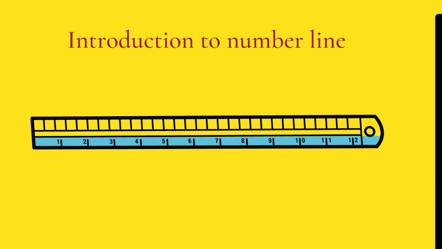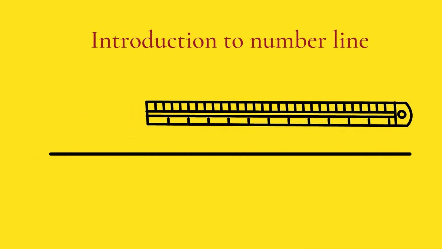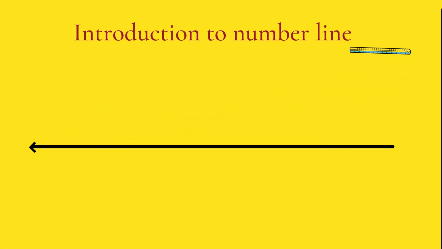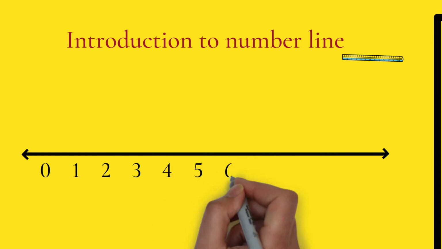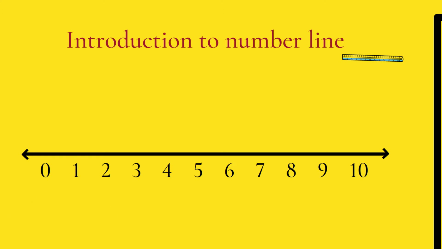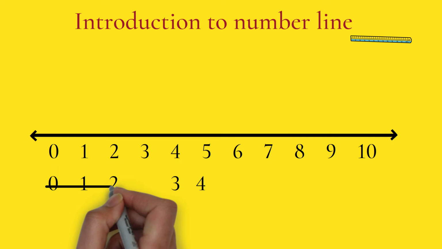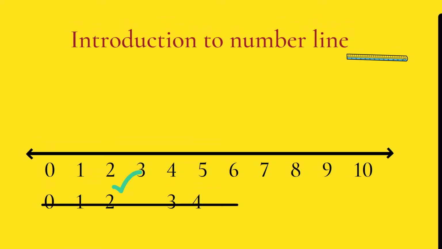First, draw a straight line using a ruler. Then draw arrows on both sides. Now, write numbers 0 to 10, keeping equal distance between two numbers. If you write 1 and 2 here and 3 and 4 here, it is not correct. The distance between 1 and 2 should be equal to the distance between 2 and 3 and so on.